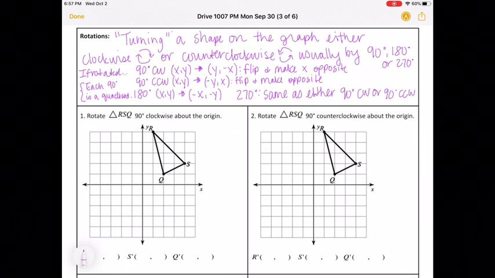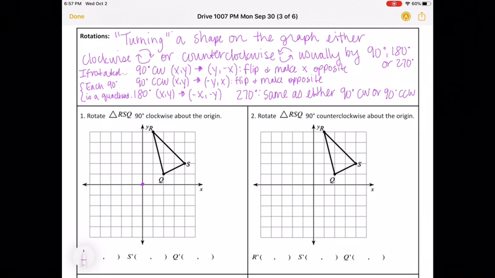Okay, so now getting into the actual rotation. So rotate triangle RSQ 90 degrees clockwise about the origin. So that just means the origin is like, so that's our middle point, right? If that was basically the center, and that's how you're spinning it based on that. So like if this were a clock, the origin would be the center where the arms meet, okay?